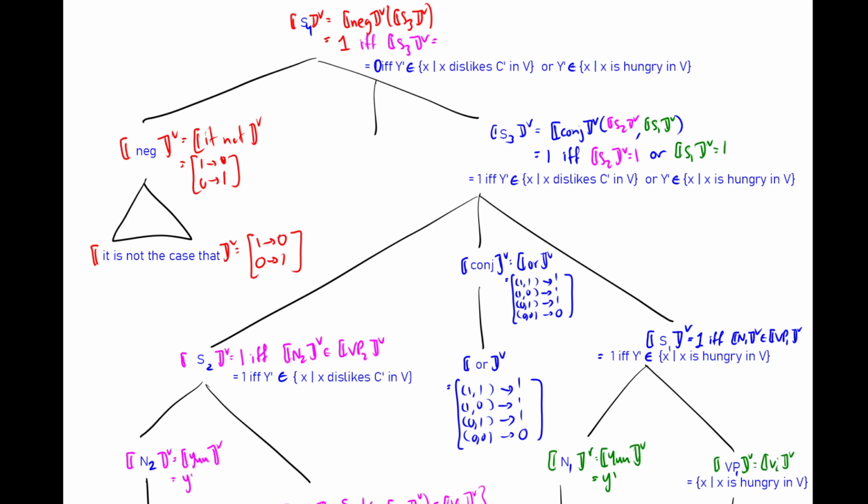Now we could write when it's true, and we could use De Morgan's law to do this. So if we have not (P or Q), this would be equivalent to saying not P and not Q. That's a Q, not a G. So we could say it's true if y is not an element of the set of x such that x dislikes C, and y is not an element of the set of x such that x is hungry.